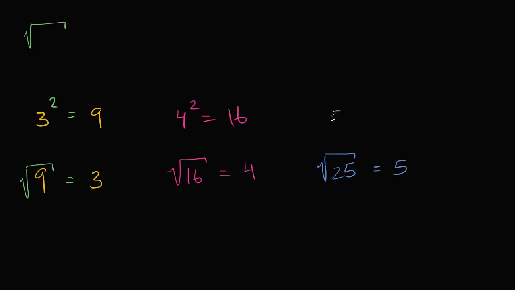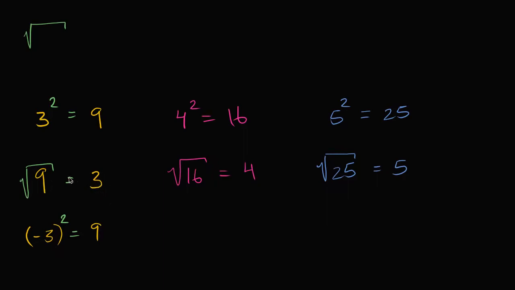Why? Because we know that 5 squared is equal to 25. Now, I know that there's a nagging feeling that some of you might be having, because if I were to take negative 3 and square it, I would also get positive 9. And the same thing, if I were to take negative 4 and square the whole thing, I would also get positive 16. Or negative 5, if I were to square it, I would also get positive 25. So why can't this square root be positive 3 or negative 3?